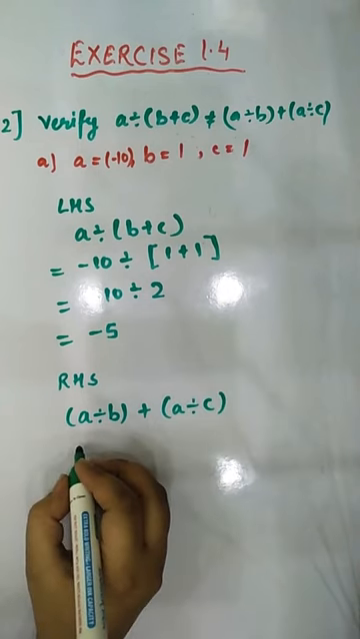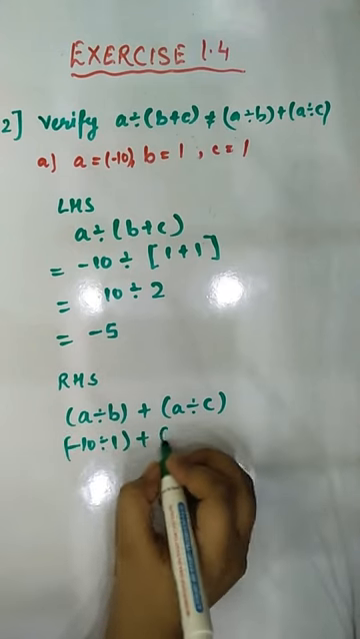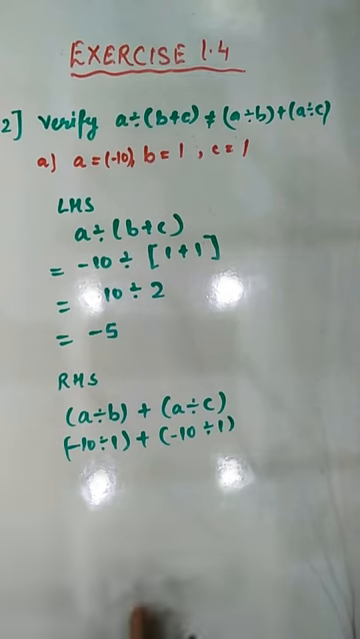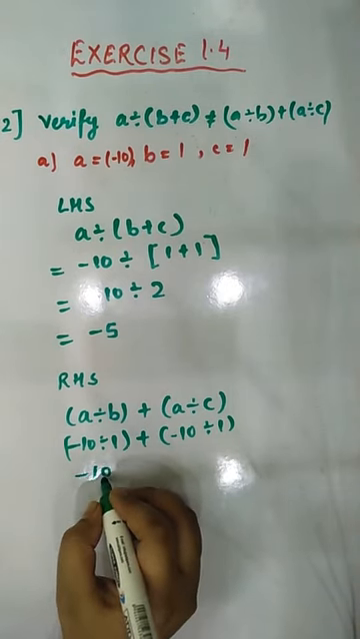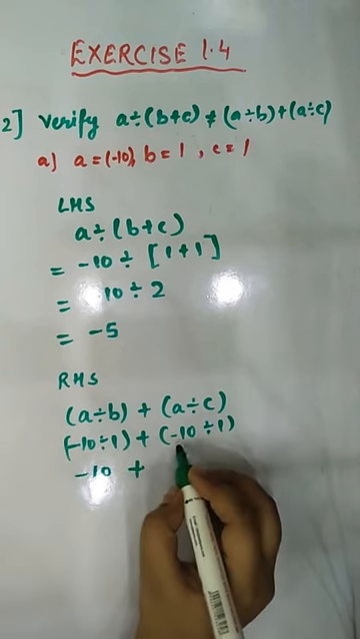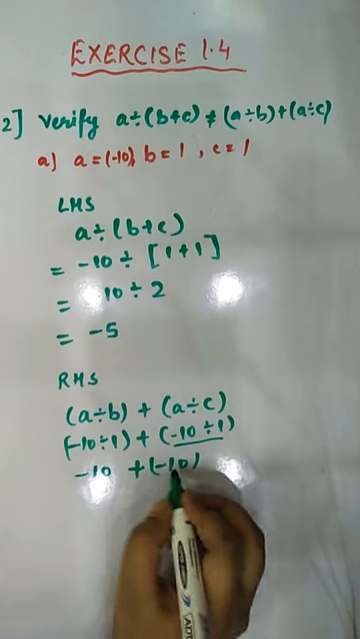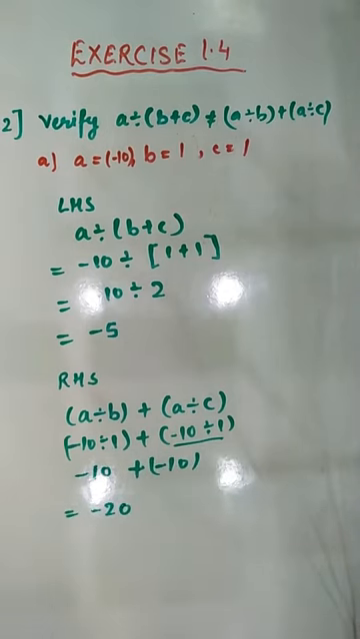So this will be how much? -10 divided by 1 plus -10 divided by 1. I told you earlier also that if any number will be divided by 1 or multiplied by 1, the answer will remain same. So -10 divided by 1 will be -10 only, plus again -10 divided by 1 will be -10 only. So -10 plus -10, answer will be -20. So LHS was -5 and RHS is -20.